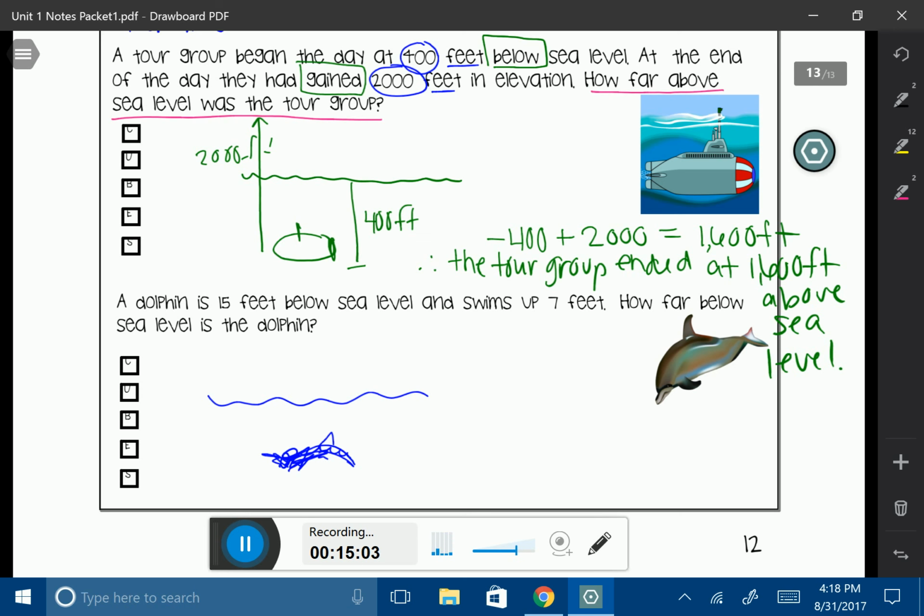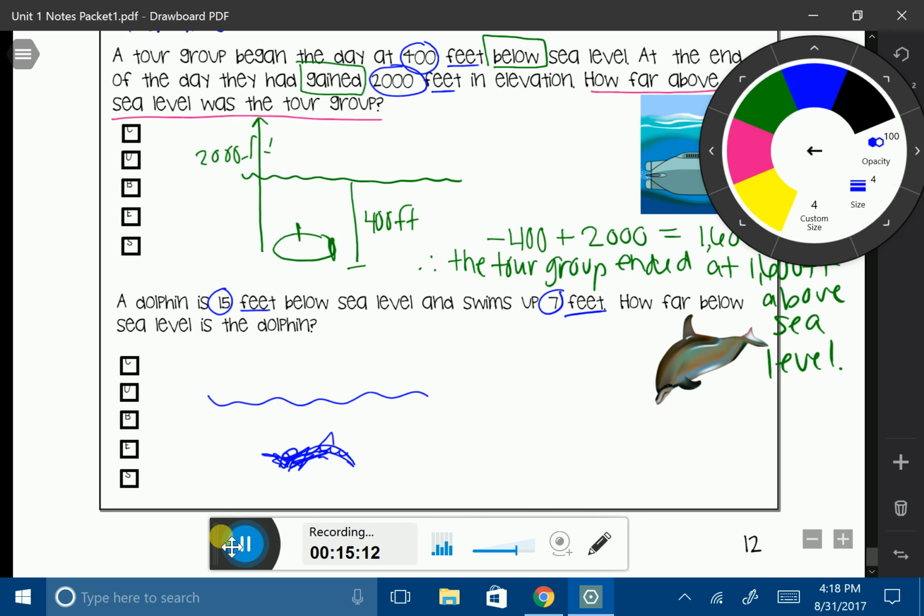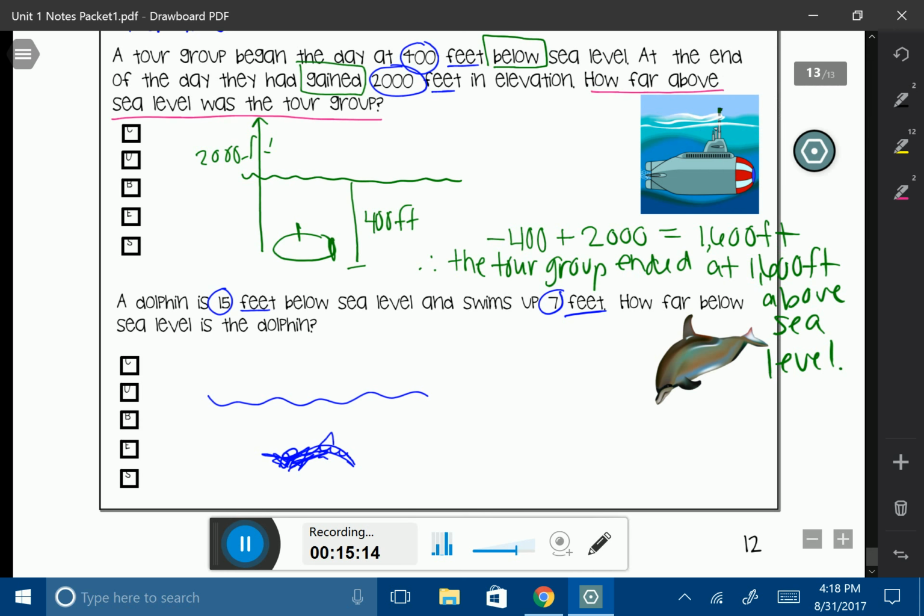So let's look at C. Let's go ahead and circle all of our numbers. I've got 15 feet, and I have 7 feet. Let's see what my question is going to be. My question is, how far below sea level is the dolphin? And I'm going to grab my keywords. The dolphin is below sea level. And he swims, I would say swims up, or up would be your keywords.